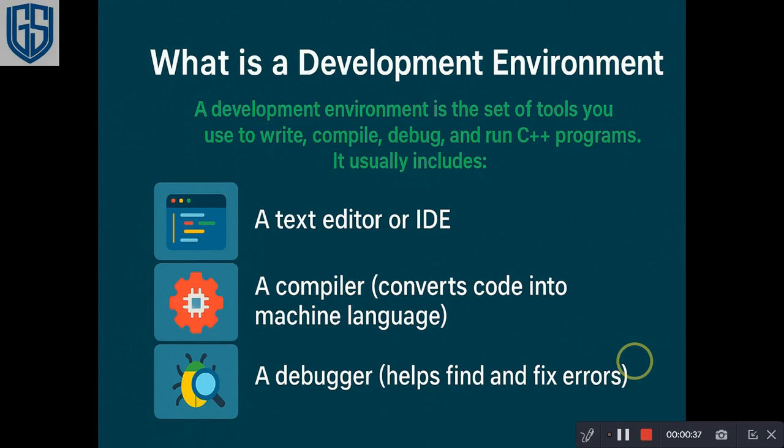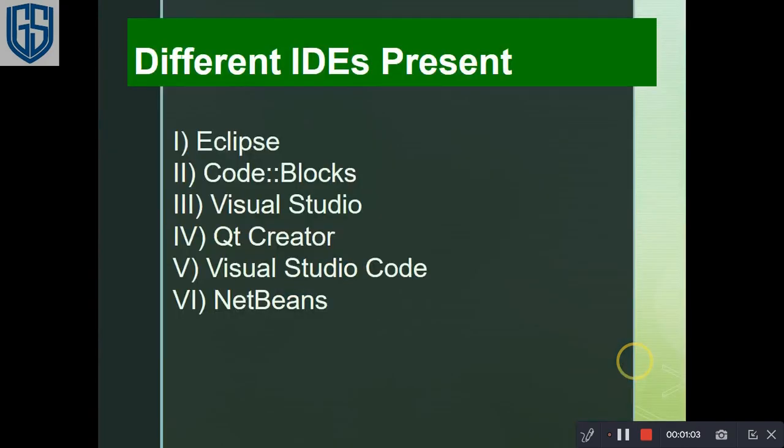In the development environment, we need a text editor or IDE, a compiler, and a debugger. These debuggers can automatically come with some compilers, and we can also have some other memory debuggers. Then coming to the different IDEs that are present: Eclipse, Code Blocks, Visual Studio, Qt Creator, Visual Studio Code, Netbeans. These are some of the IDEs that are present. There are other IDEs also.